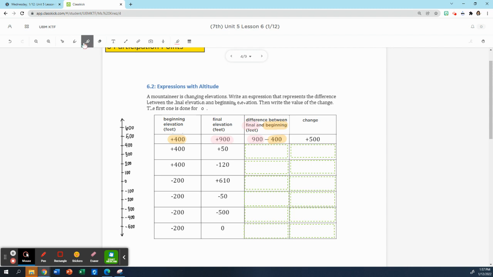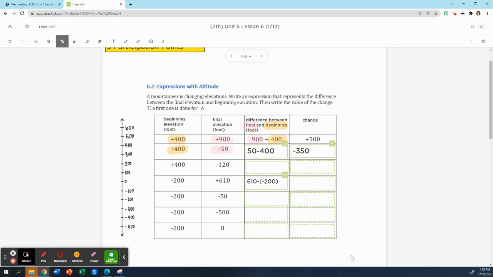If it were flipped and it said the difference between beginning and final, we would be subtracting in the other direction. Now, I can see that in the next row of the table, I'm finding the difference between a final elevation of 50 and a beginning elevation of 400. So my subtraction sentence will look something like this: 50 minus 400. That gives me a change of negative 350. Notice how for these problems, the boxes light up in green when you have the answers correct. One thing to take note of is that when we're subtracting negative numbers, for example, 610 minus negative 200, you'll want these parentheses here when you're writing negative numbers, because it just makes it clear that you're subtracting a negative.